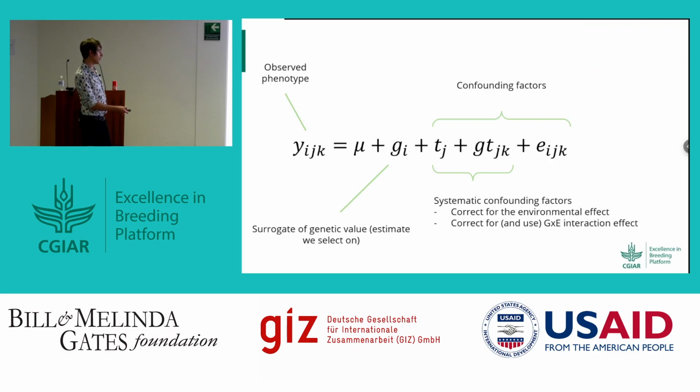So we can correct for some environmental effects. This might be the effect of the location we're testing in, that might be the effect of the year, that might be things like a block effect, a row effect, a column effect, all these kinds of things.